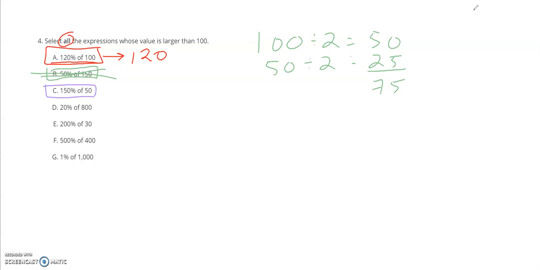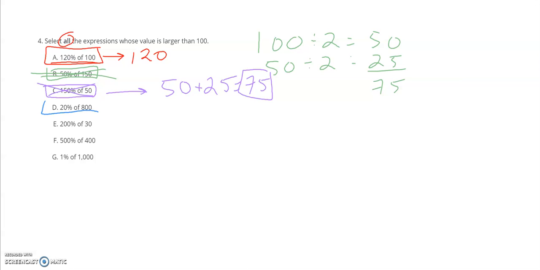150% of 50, excuse me. I know that 100% of 50 is 50. I know that 50% of 50 is half of 50, which is 25. Which means 150% of 50 is 75, which is not greater than 100.